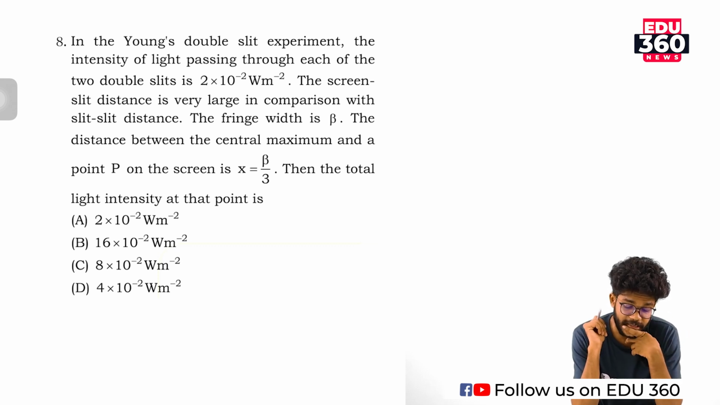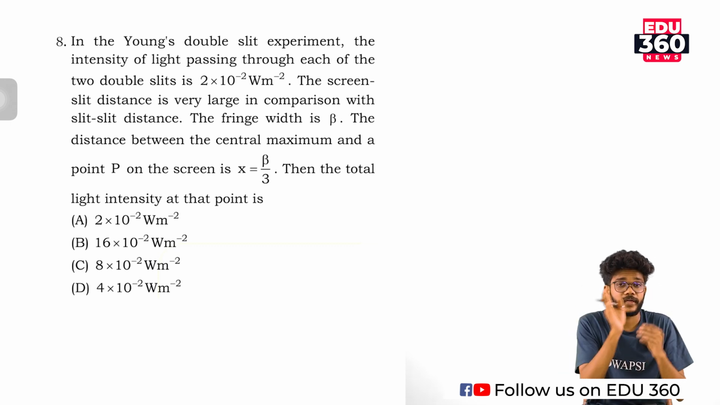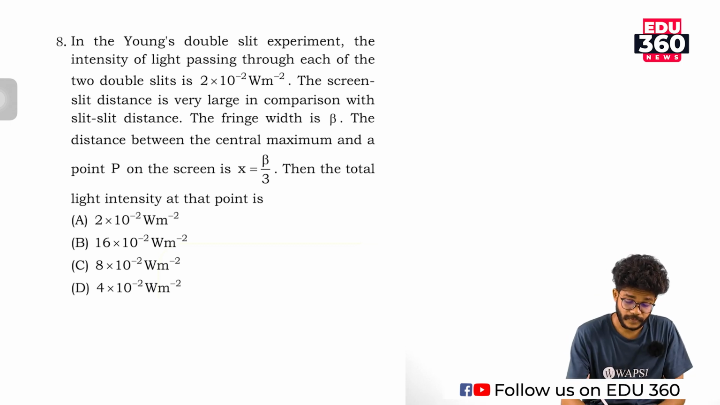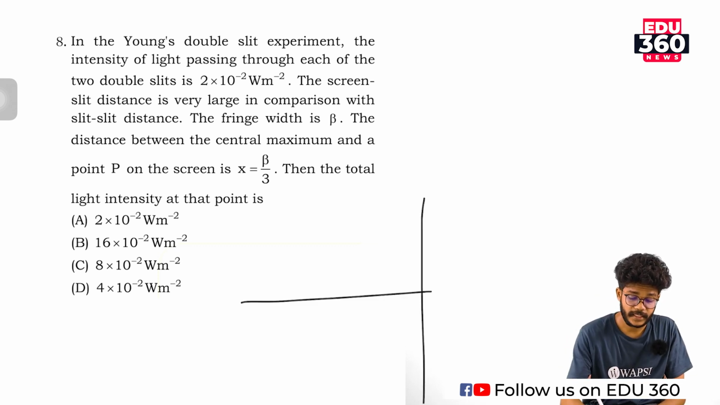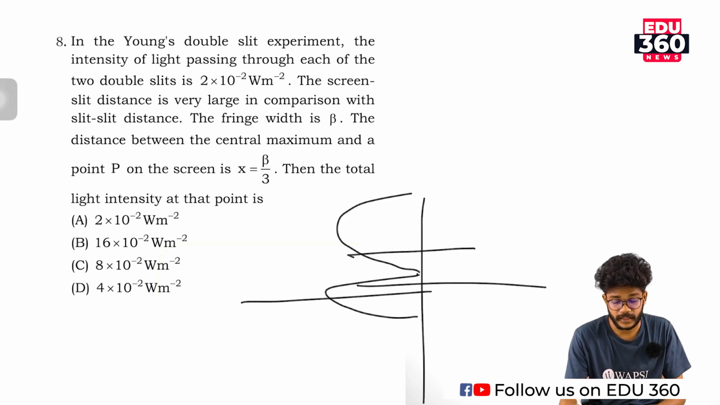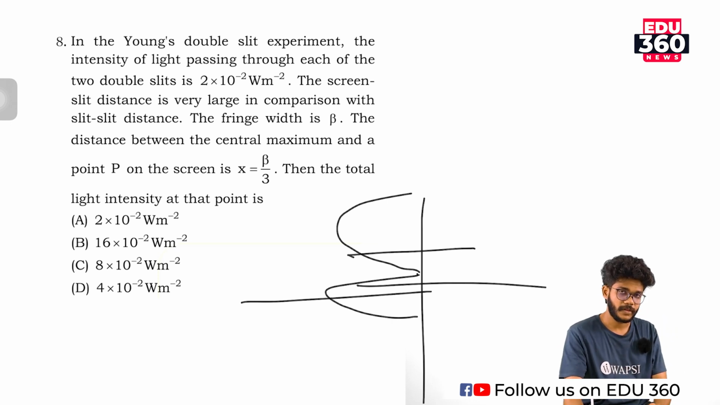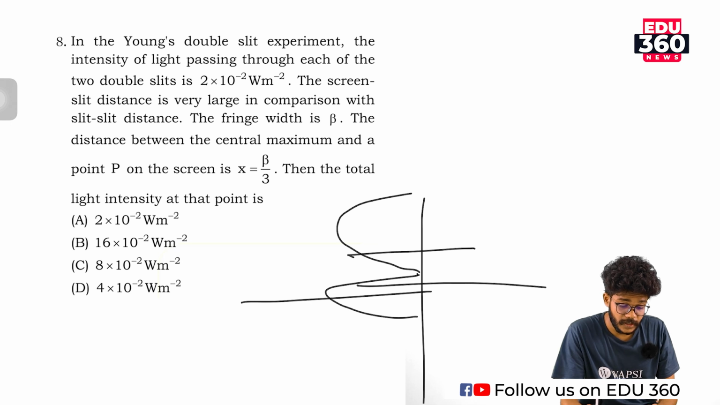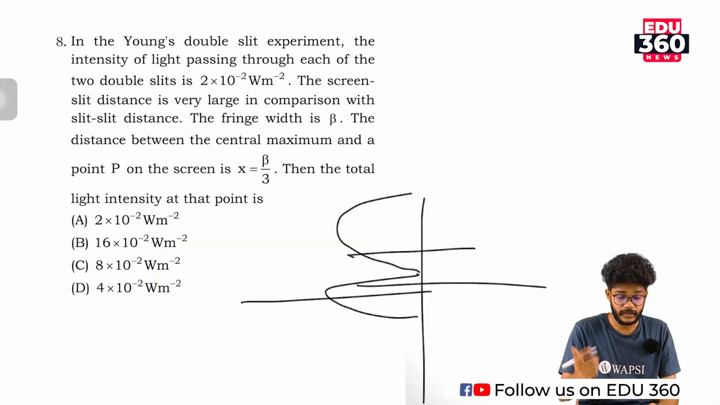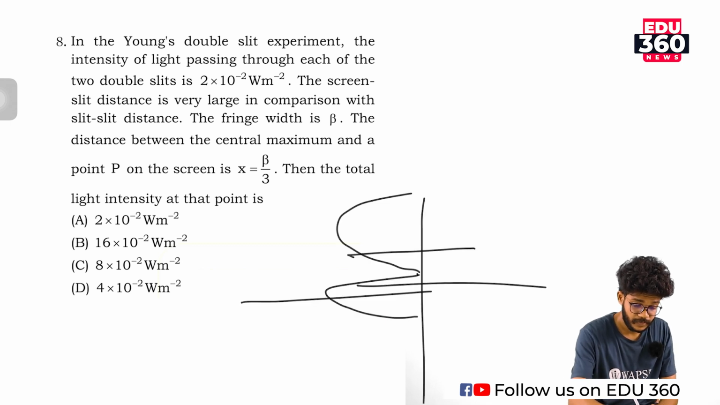The distance between the central maximum and a point P on the screen is given. If this is a screen, a central maxima will occur and the next maxima will occur, and a dark band can be seen. They have given a distance of beta by 3 from the central maxima. Then the total light intensity at that point, we have to calculate the intensity at that point.